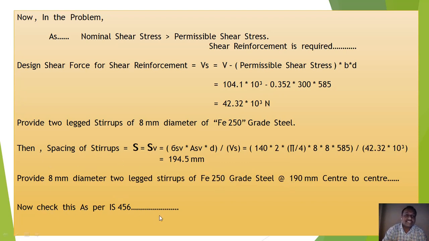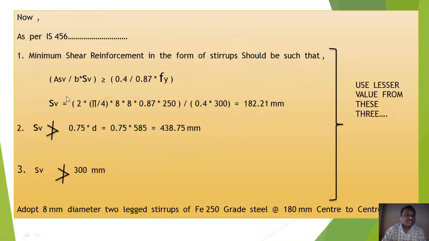Now we'll check as per IS 456. As per IS 456, the minimum shear reinforcement in the form of stirrups should be such that ASV divided by B into SV should be greater than 0.4 divided by 0.87 into Fy. So SV is equal to 2 into pi by 4 into 8 into 8 into 0.87 into 250 divided by 0.4 into 300. Rearranging this equation for SV, it is 182.21 mm.